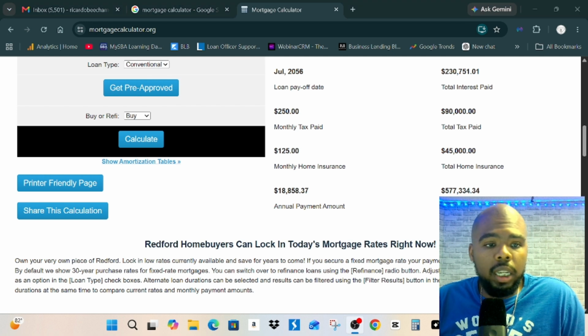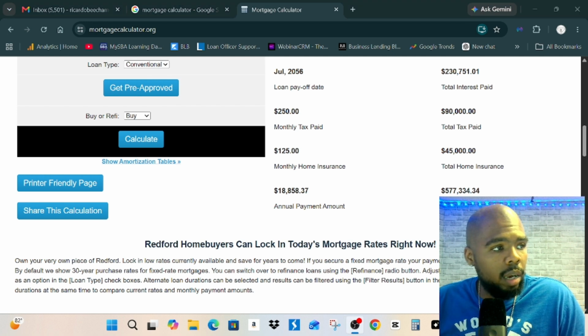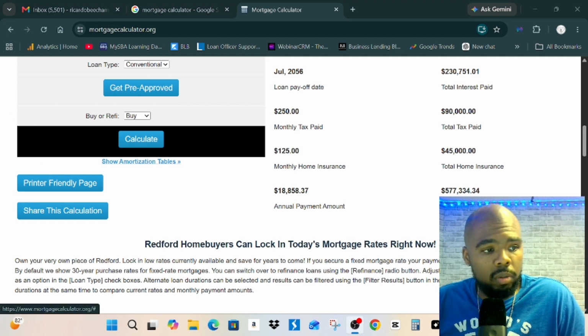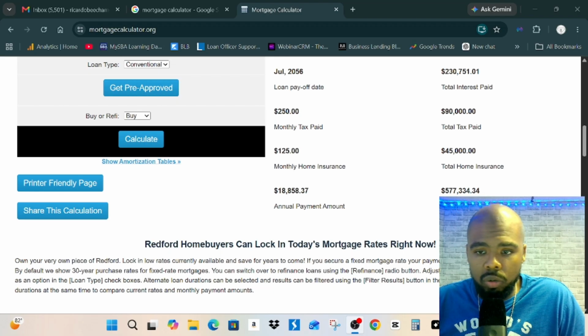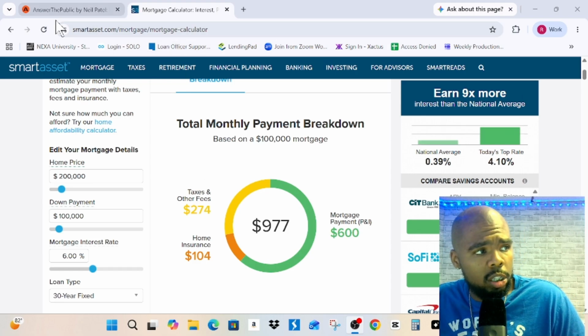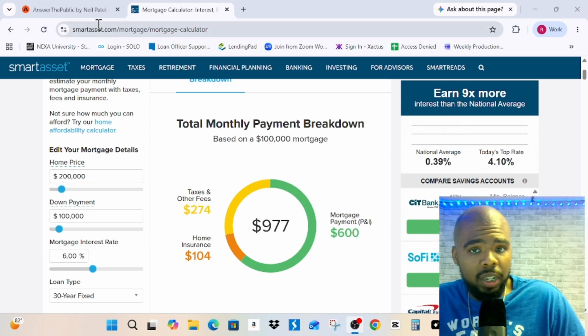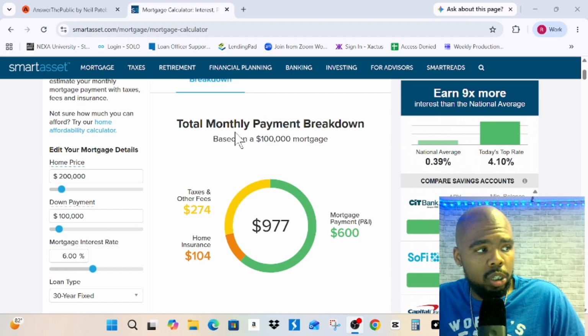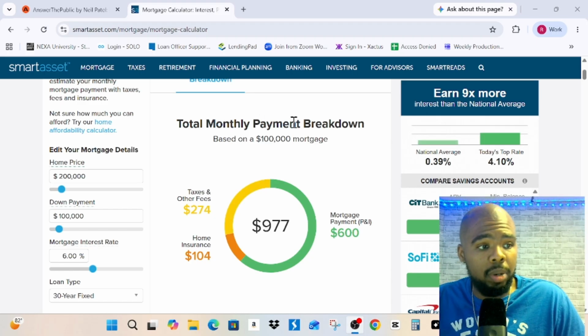Now, I want to show you guys a different calculator really quick because it kind of just shows it in a different way. And I really like it. One second. All right, so let's look at this one. Right here, this is called smartasset.com. I definitely like this website because it gives you the total payment and monthly payment breakdown a lot easier. It's a little easier to understand and see.